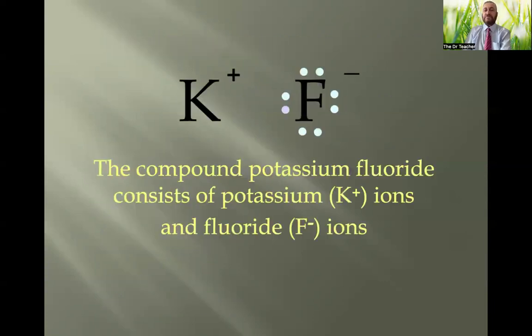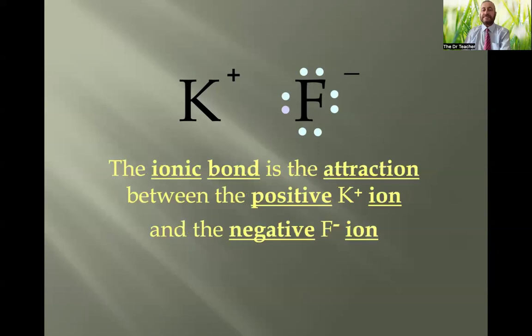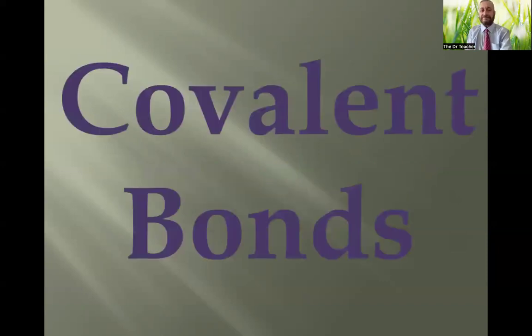Now let's come to the compound potassium fluoride. It consists of potassium K+ ions, or cations, and fluoride F- ions. And you can see the ionic bond is the attraction between the positive K+ ion and the negative F- ion. Now that's for the ionic bonding.